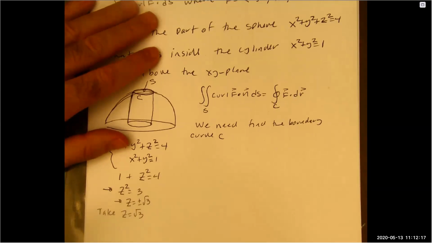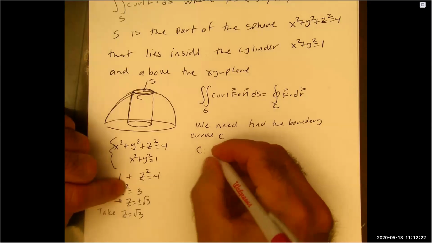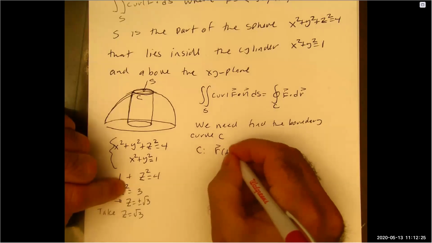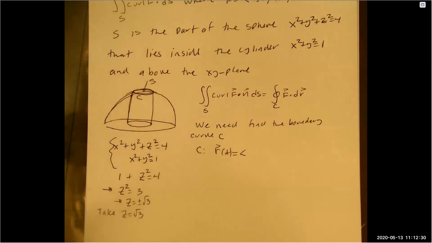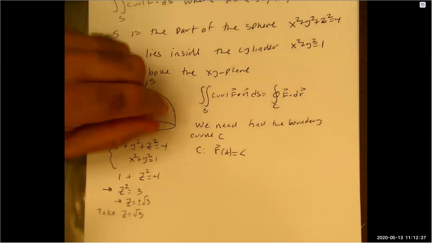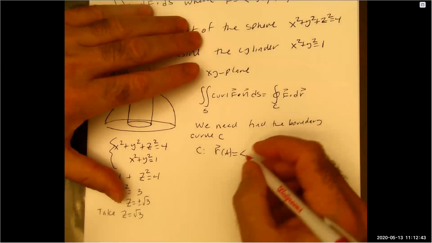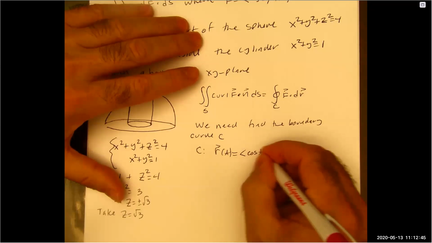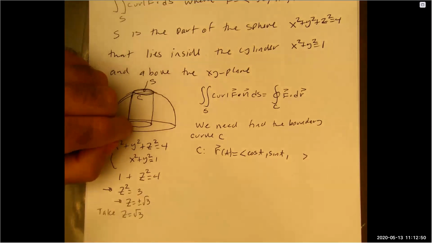So we're going to take z equal to root 3. And so then C is going to be given by r of t. Can anybody tell me the component functions of r of t? It's right above this unit circle. So if we were to describe this one, we would have cosine of t, sine of t, and then the z component would be 0 if we were talking about this one.